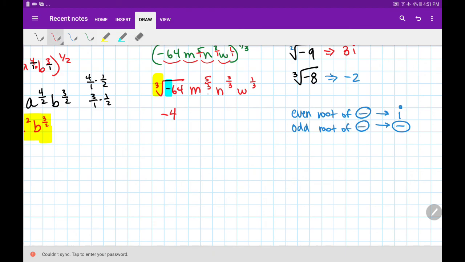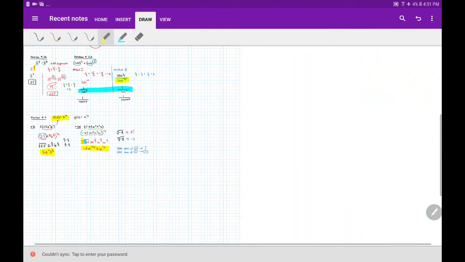Let's simplify our variables. m to the 5/3, that does not simplify, so we'll leave it. n to the 3/3, that simplifies to just n to the 1, or just n. And then I'll rewrite w to the 1/3. And that, my friends, is our final answer.